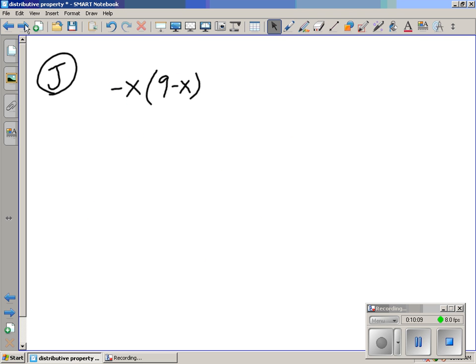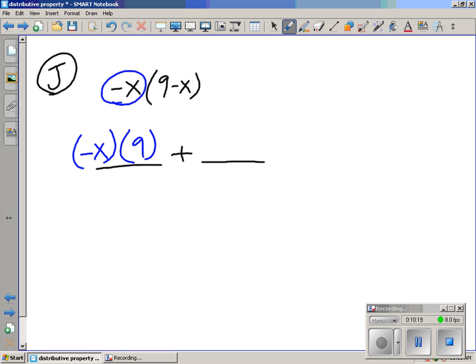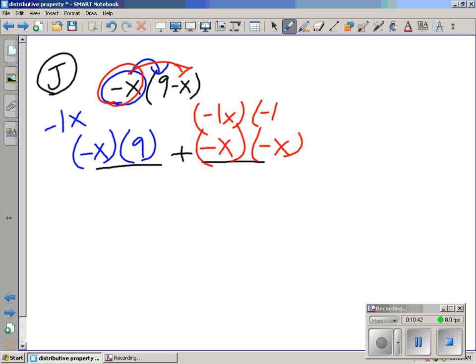Letter J. The reason I gave this example is because I wanted you to remember that when you have something like negative x, the coefficient on the x is a negative 1. And it's really unnecessary to write the 1, so that's why you normally see negative x. And then the same is true over here when we take negative x and we multiply it by negative x. So it's really negative 1x times negative 1x.